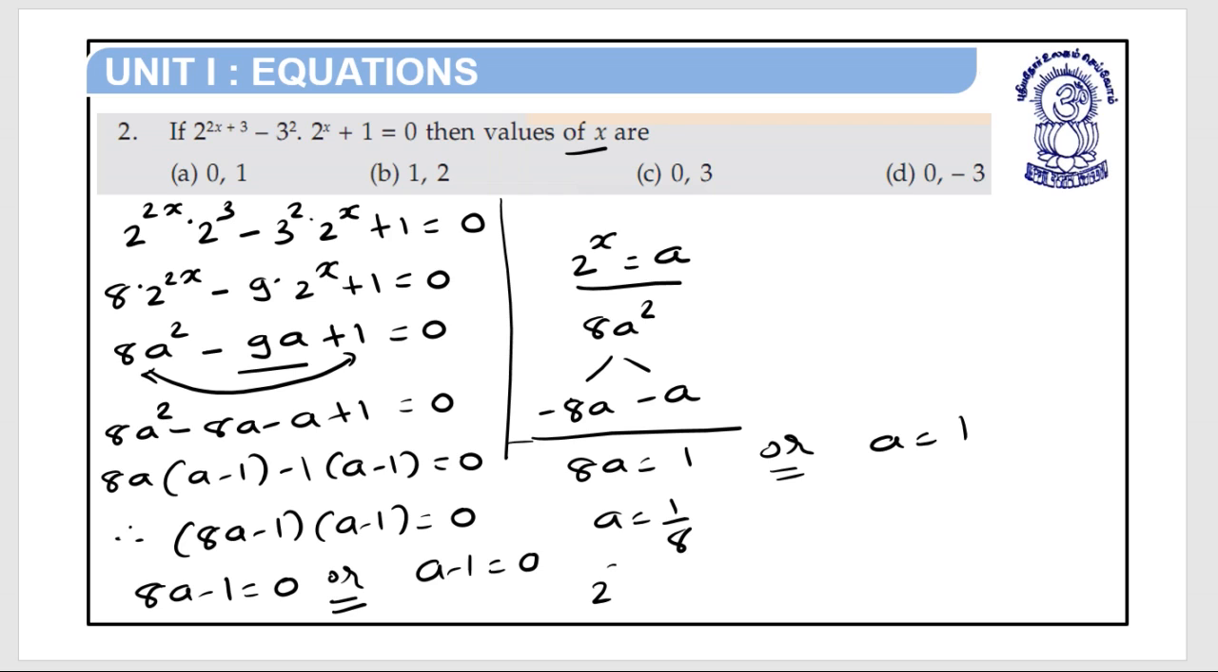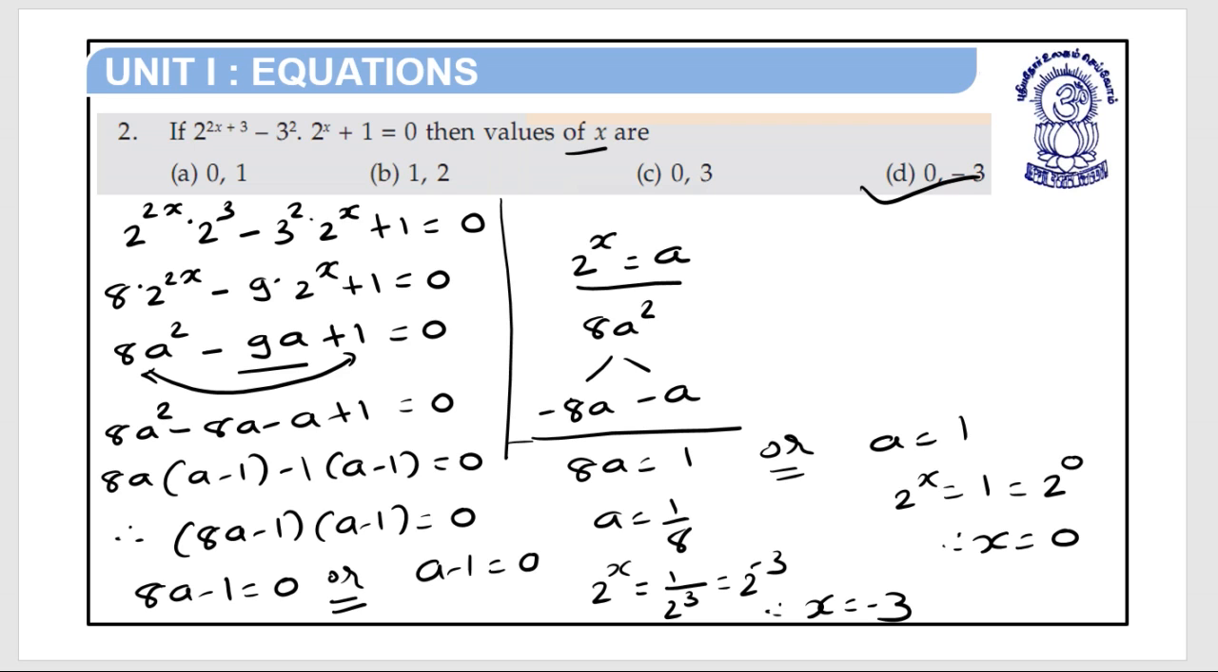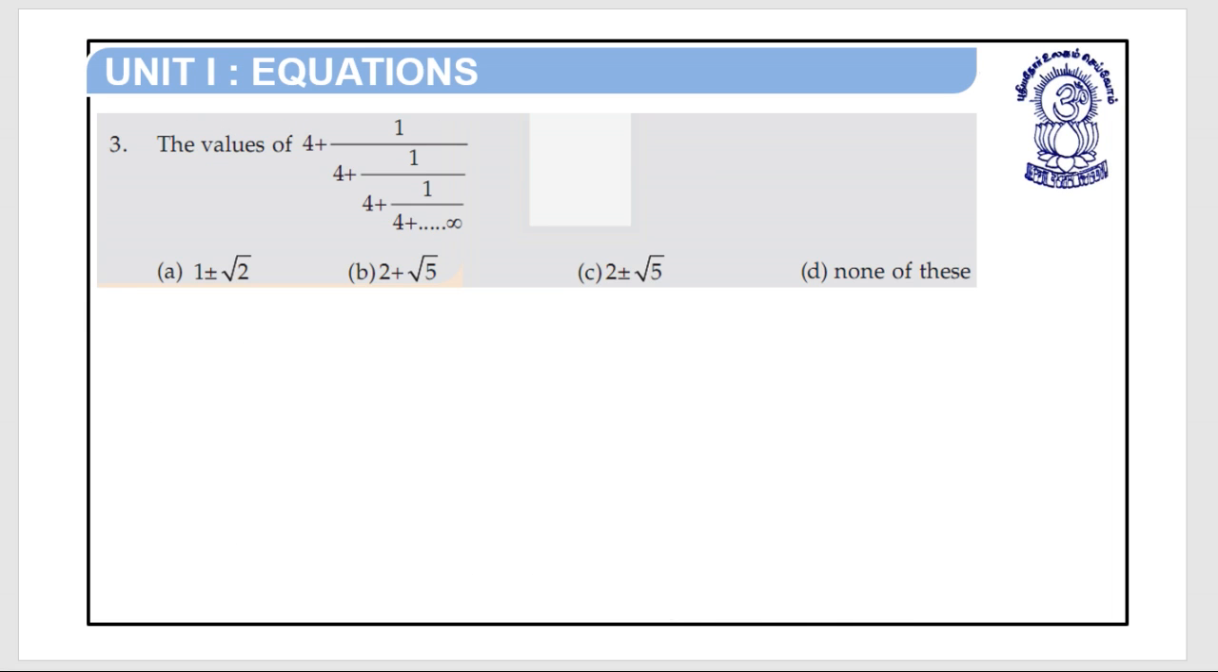So put the value of a: 2 raised to x, 1 upon 2 cube is equal to 2 raised to minus 3. So x is equal to minus 3. 2 raised to x is equal to 1, is equal to 2 raised to 0. So x is equal to 0. So the values are 0 and minus 3. So answer is D, 0 and minus 3. Now move to the next question.